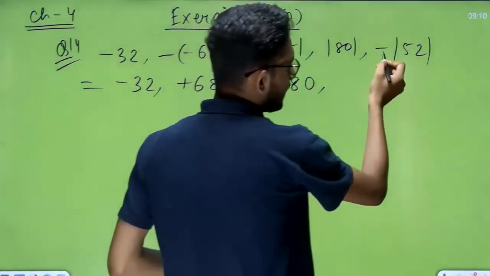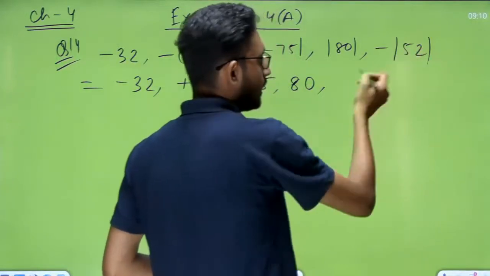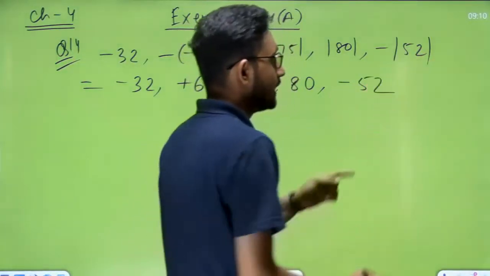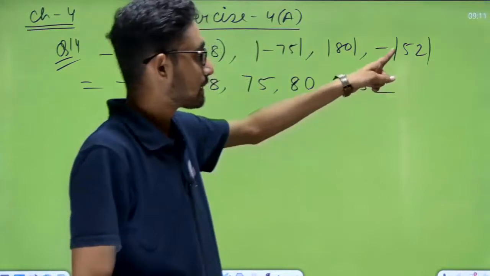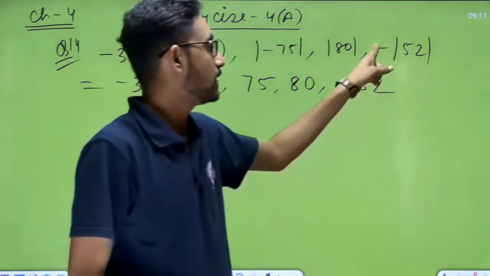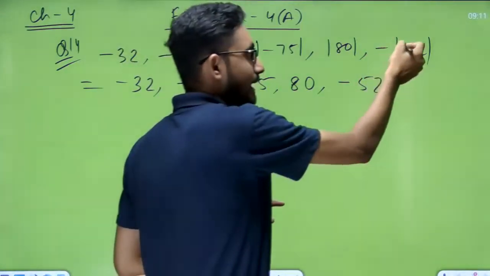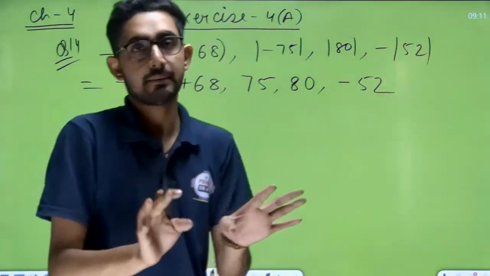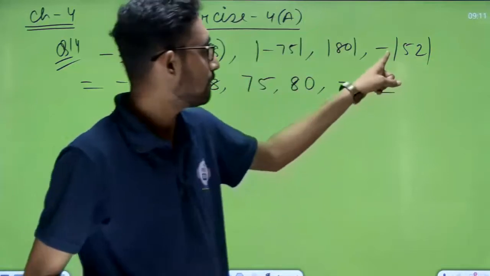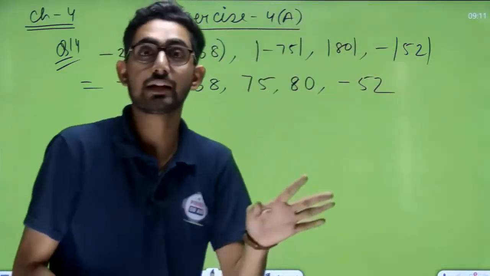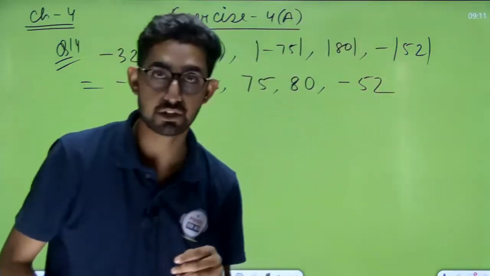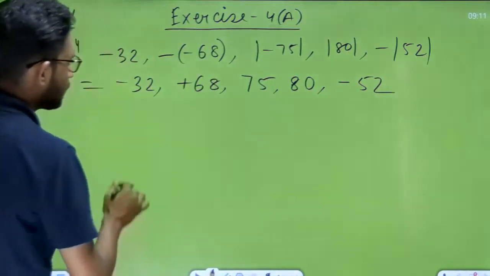Now what is the value of minus mod 52? Minus 52, because this minus is outside. That's why it will not affect 52. If your question says minus mod minus 52, in that case we can say the answer will be 52. But this minus is outside, so that's why it will not affect this expression. Okay. Now all of you see here.